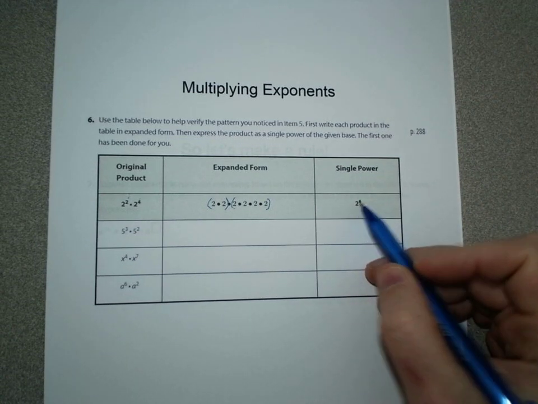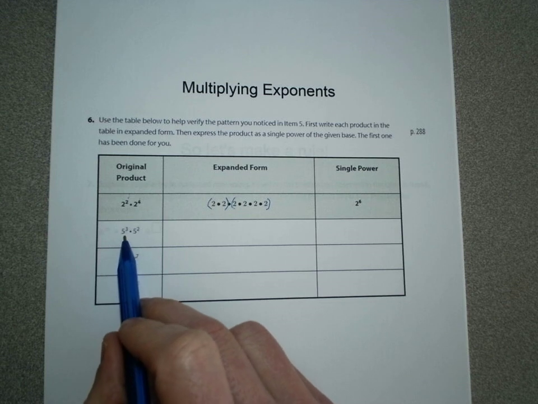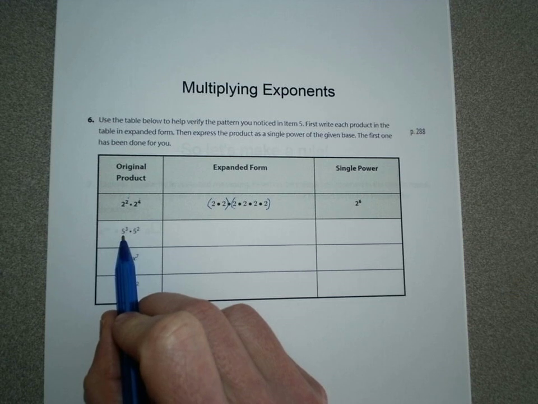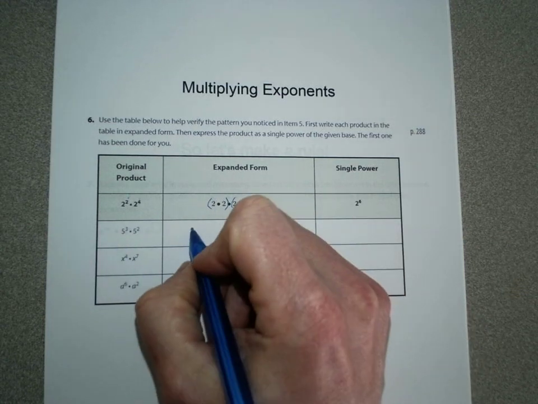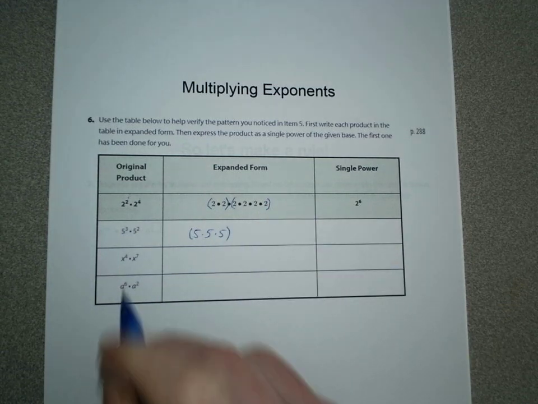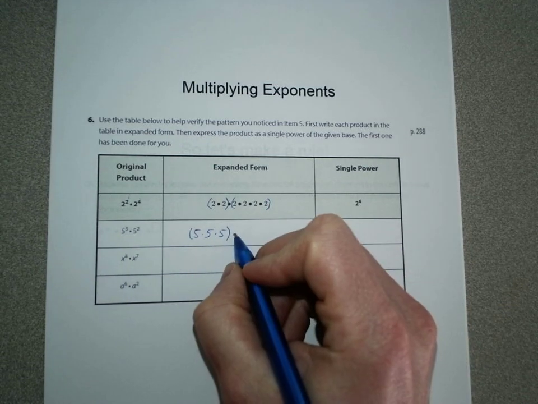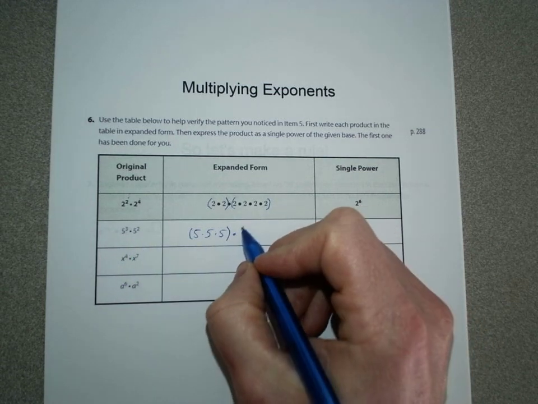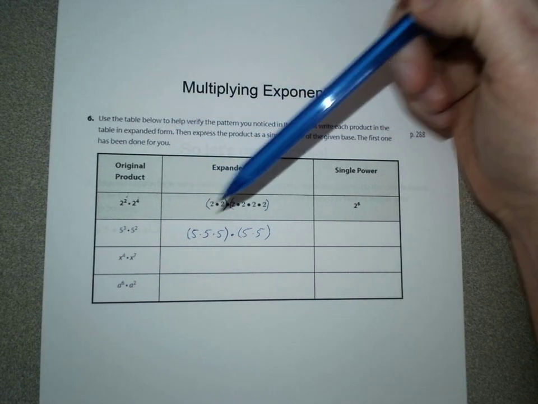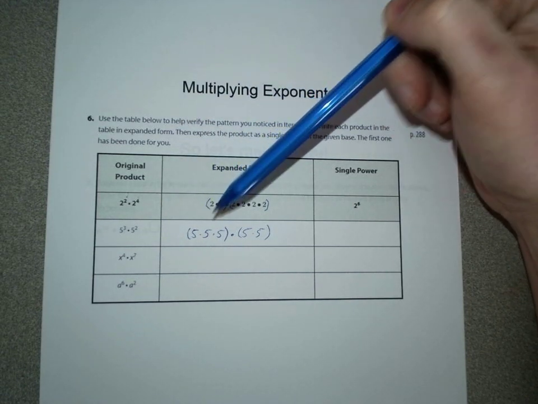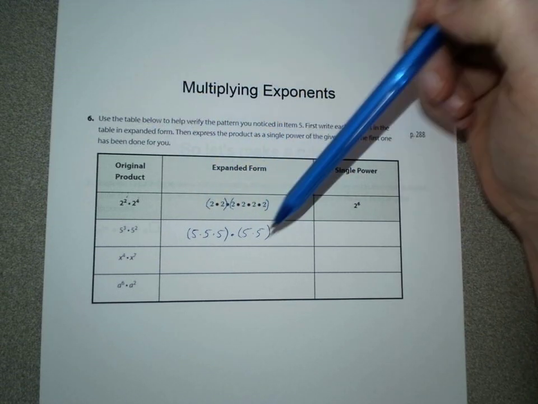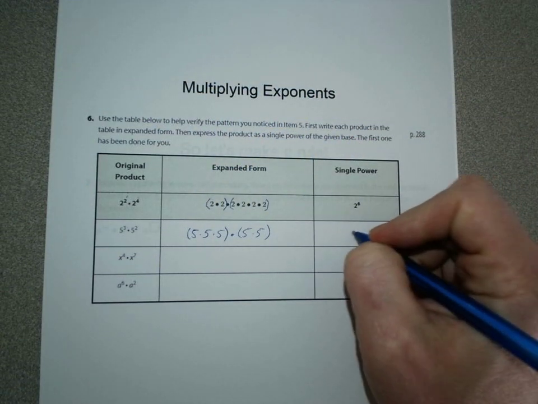Then we can move on and do 5 cubed times 5 squared. The first question is, how else could we rewrite 5 cubed? We can rewrite that as 5 times 5 times 5. We're multiplying that by 5 squared, or 5 times 5. Now we just need to see how many times we multiplied 5 by itself. We did that 1, 2, 3, 4, 5 times, so we can rewrite that as 5 to the fifth power.